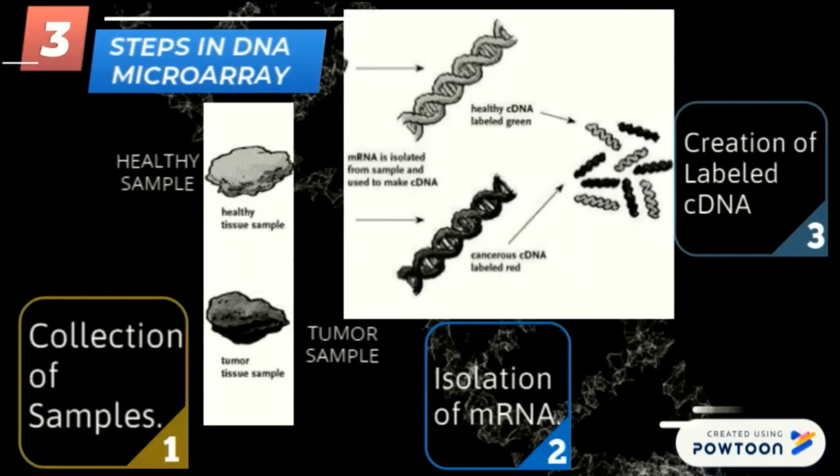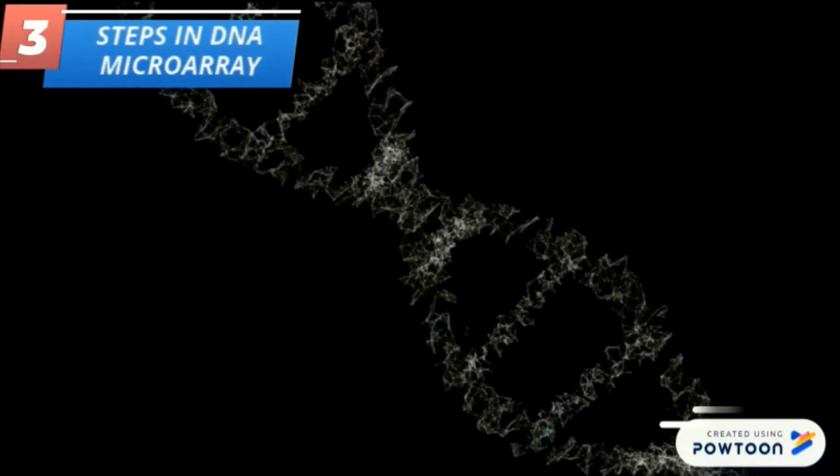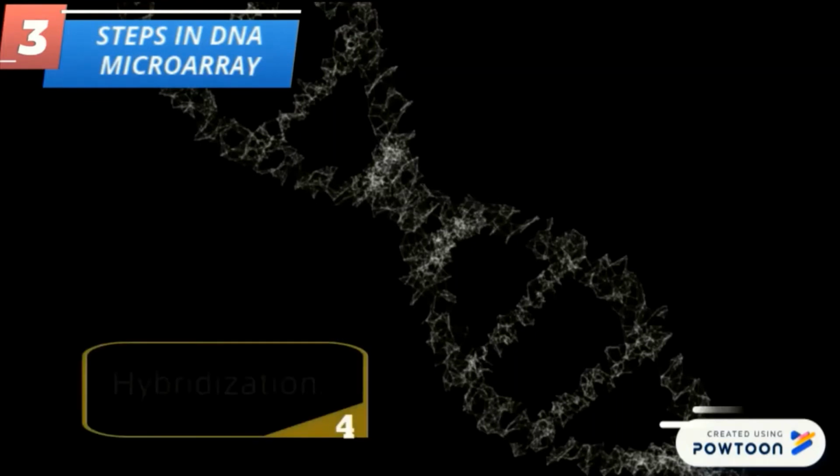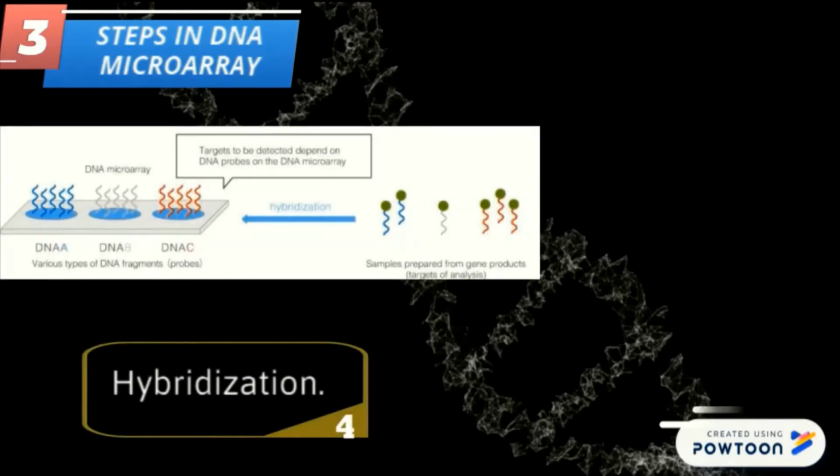Thirdly, the creation of labeled cDNA. To create cDNA, complementary DNA strand, reverse transcription of the mRNA is done. Both samples are then incorporated with different fluorescent dyes to produce fluorescent cDNA strands. This will help in distinguishing the sample category of the cDNAs. Hybridization. The labeled cDNAs from both samples are placed in the DNA microarray so that each cDNA gets hybridized to its complementary strand. They are also thoroughly washed to remove unbound sequences.